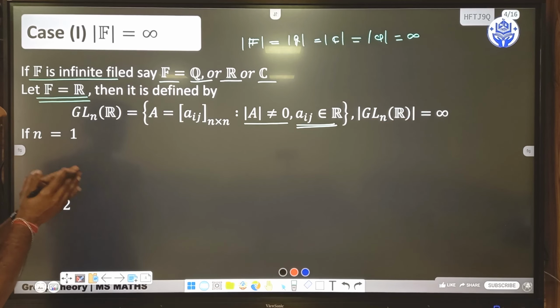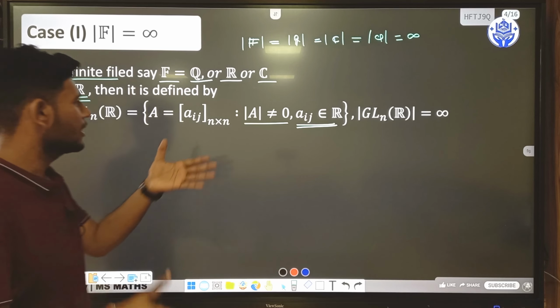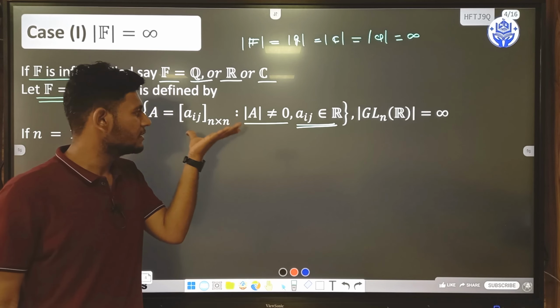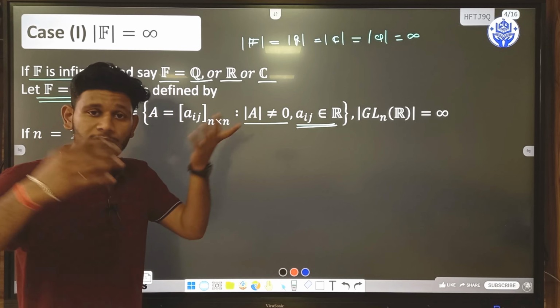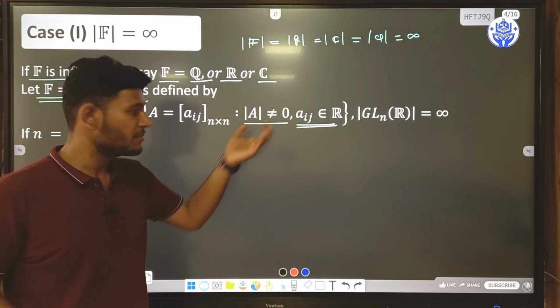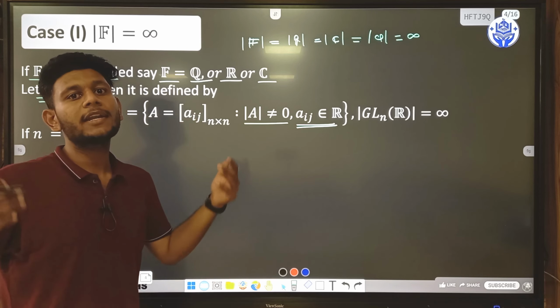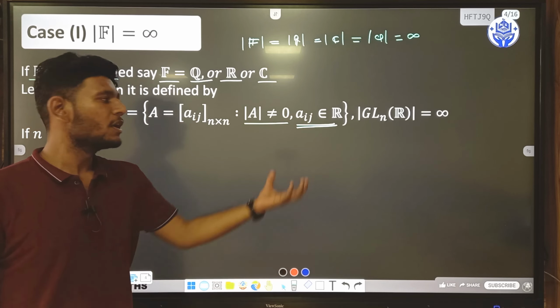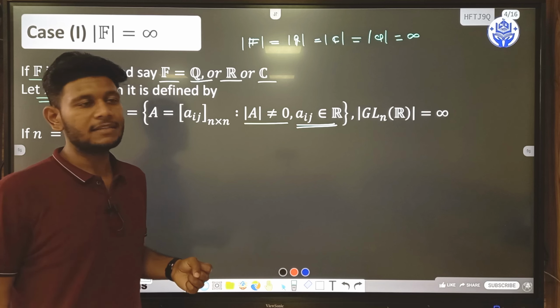How the cardinality is infinite, that you can relate here. If I take how many matrices exist in this set, or in this whole world, whose determinant is non-zero, we can make an infinite number of matrices with entries of real numbers whose determinant is non-zero. That's why the cardinality of this set is infinite.